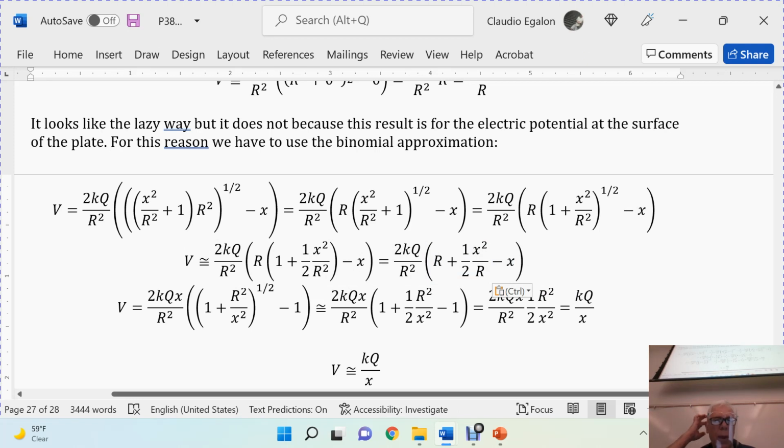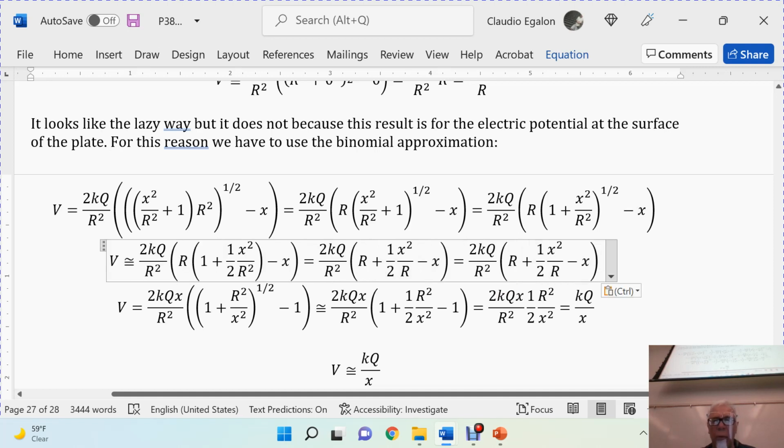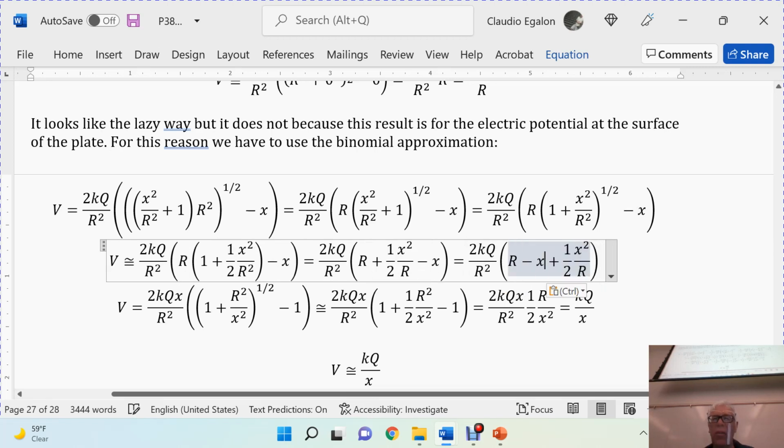All right, and now let me show you what we have. We have a solution that is linear. Here's the zero order term. Here's the first order term. Here is the second order term. We do not need the second order term. We can cancel it out.